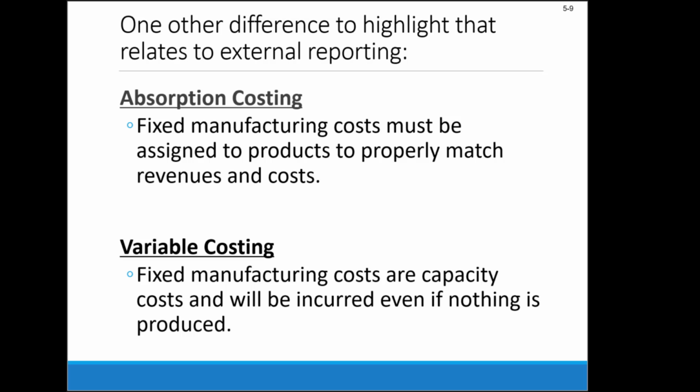Variable costing, on the other hand, treats those fixed manufacturing costs as capacity costs and sort of assumes they'll be incurred even if nothing is produced. And that might be a very reasonable assumption particularly in some automated production processes where things are machine intensive and all these committed fixed costs really can't be changed regardless of sort of production levels.